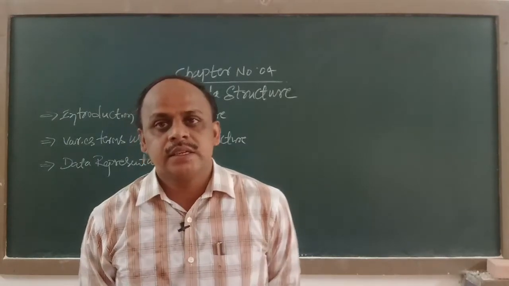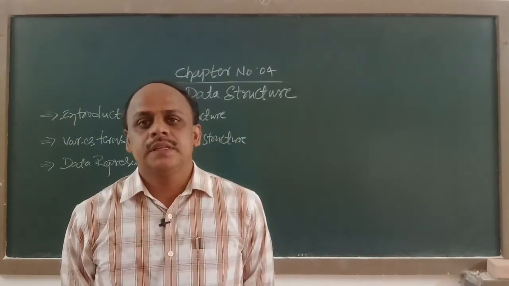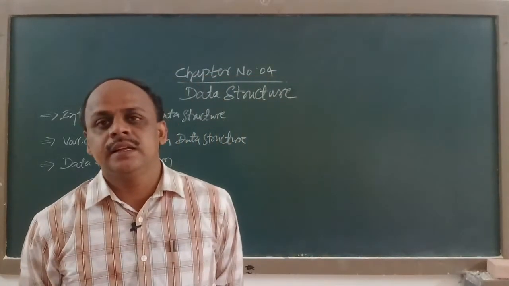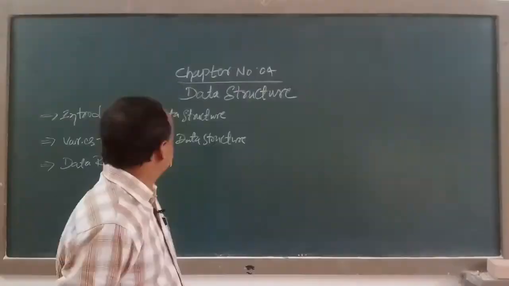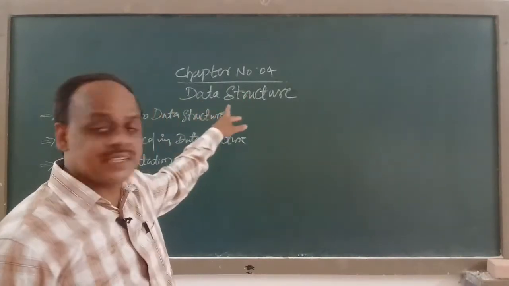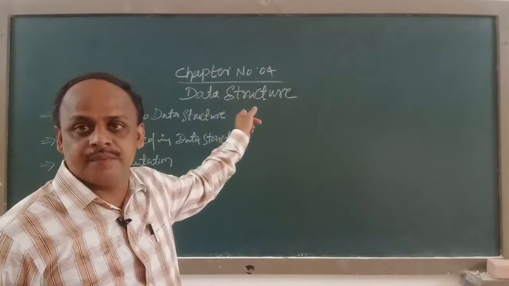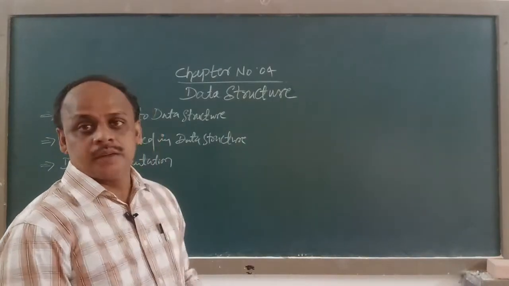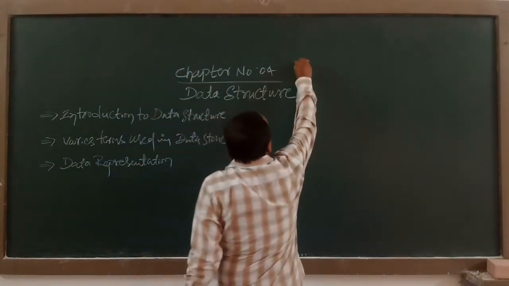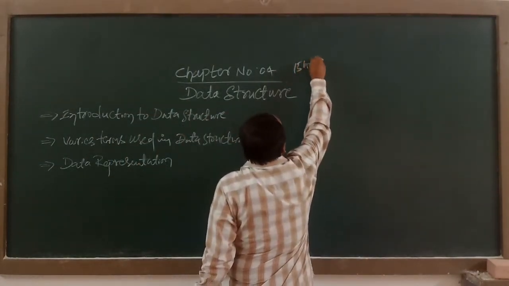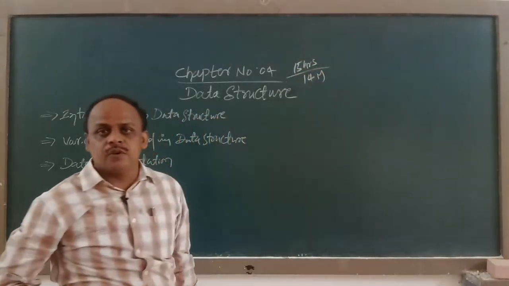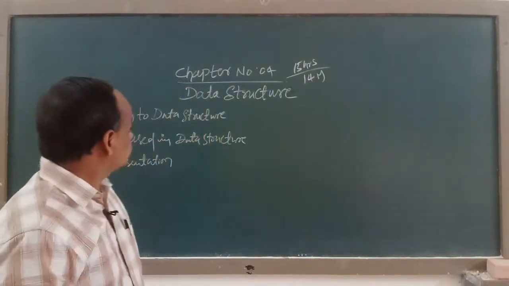We already discussed two chapters in unit A, the first one Boolean algebra, the second one logical gates, and now we are going to discuss chapter number 4, data structure, which comes under unit A, right? According to the PU board, this chapter requires 15 hours to complete and we get 14 marks for the annual examination, right?